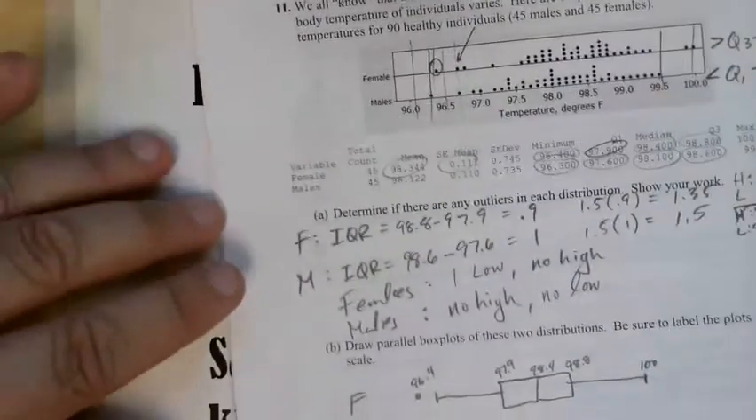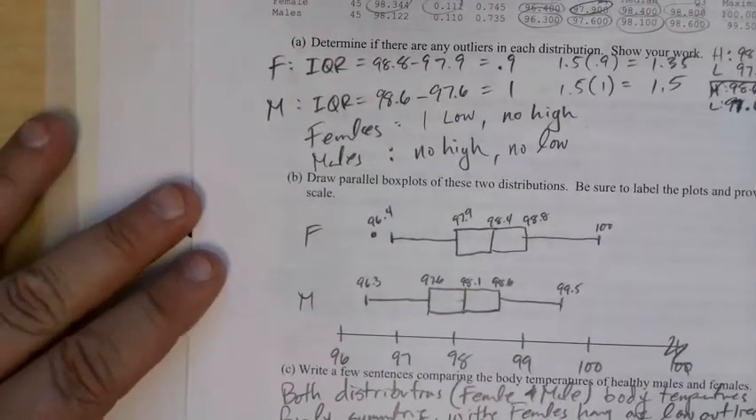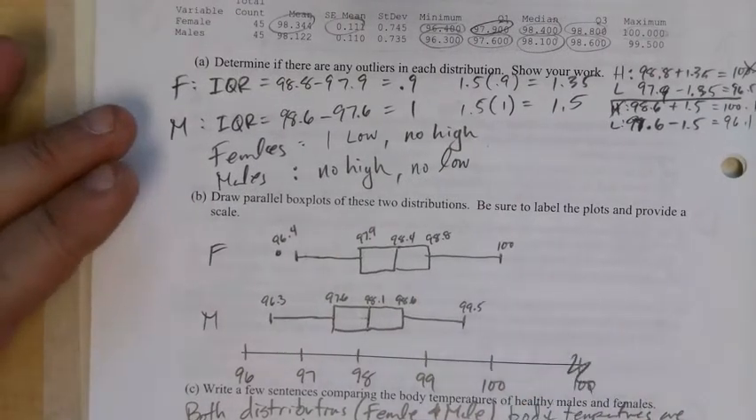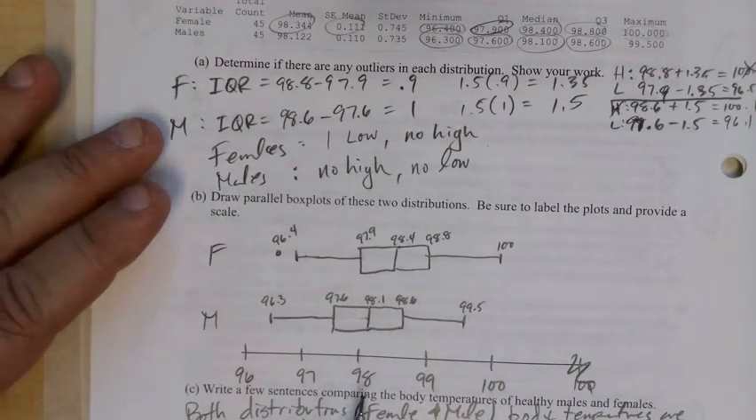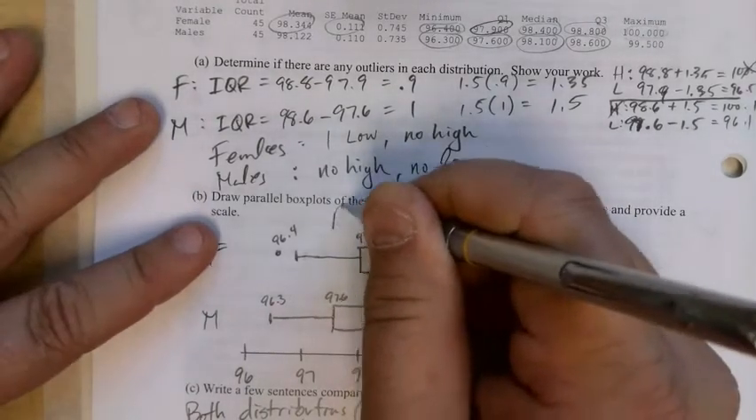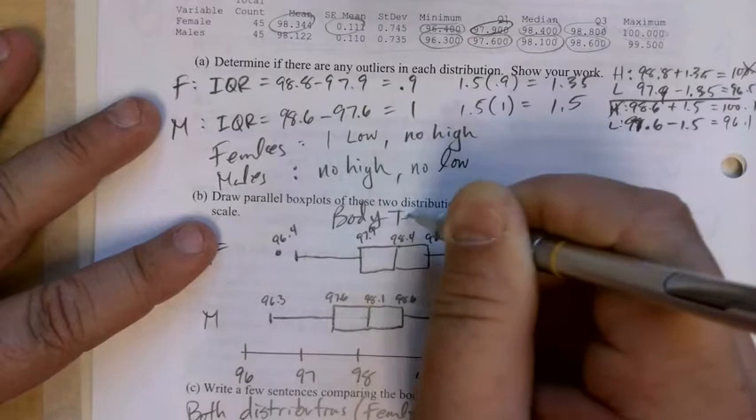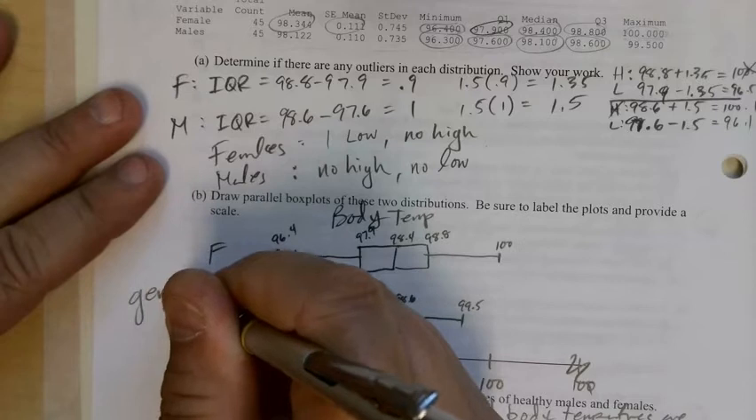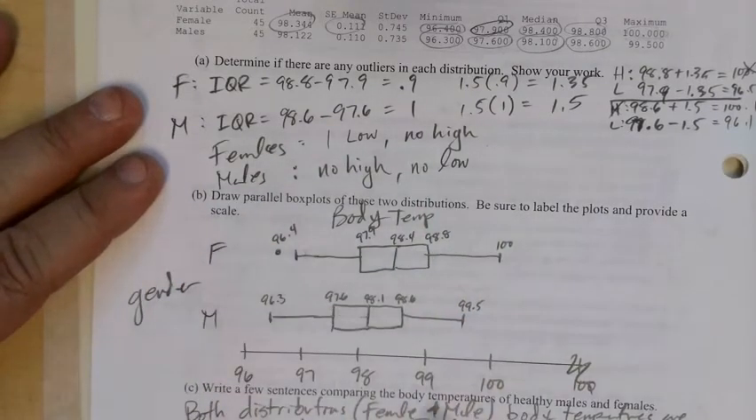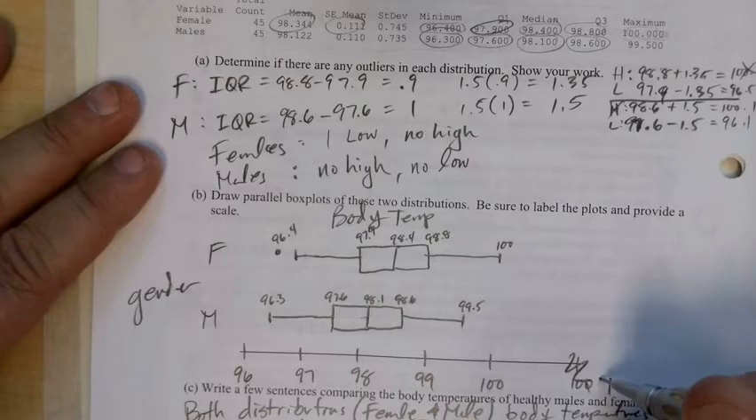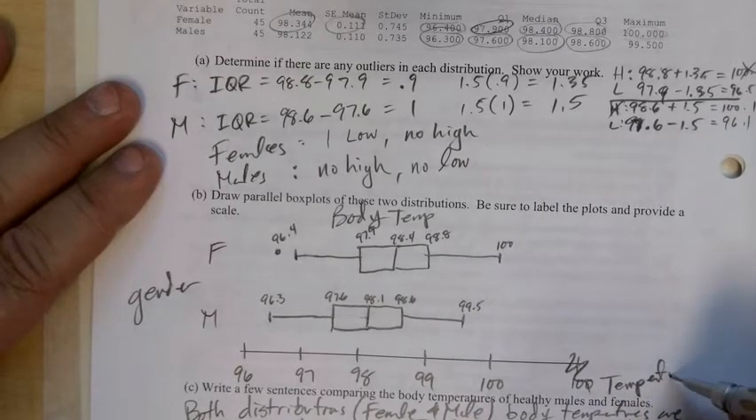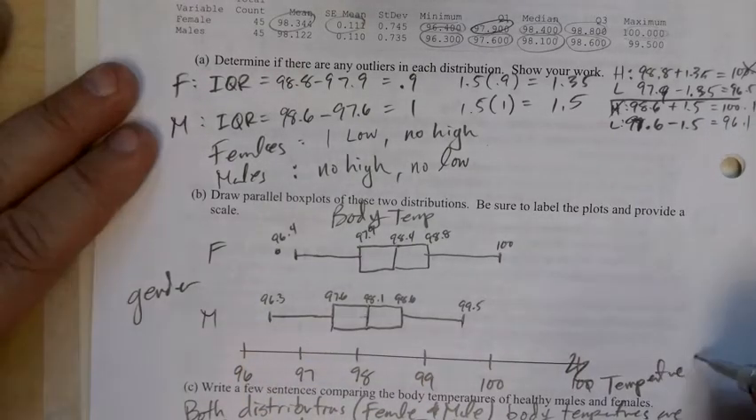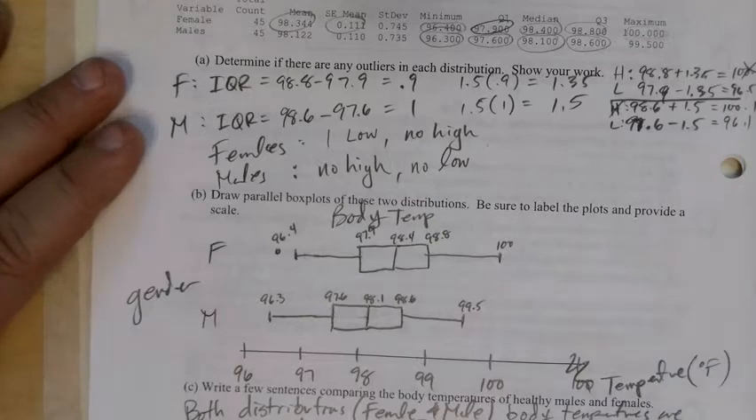Oh, I want to go back here for a second. A real common mistake, and I made it. Be sure to label the plots and provide a scale. Title, I don't have it. Body temps, okay. Label. I haven't made a label over here. Gender, and I didn't make a label at all down here. Temperature. Units. Gender, female, male. There's no real units. Temperature, degrees Fahrenheit.